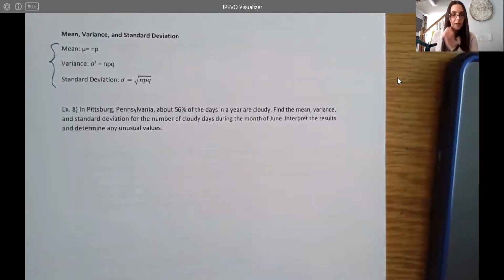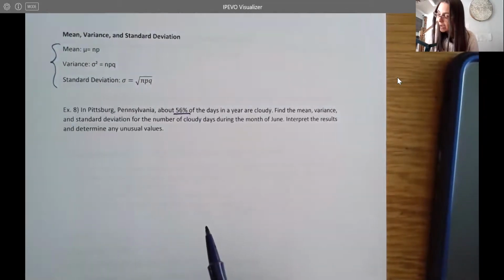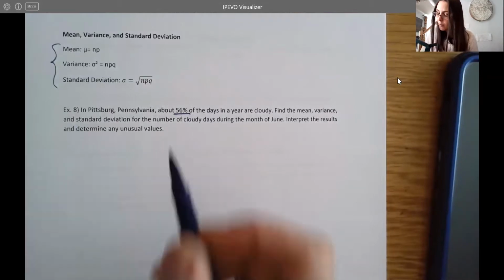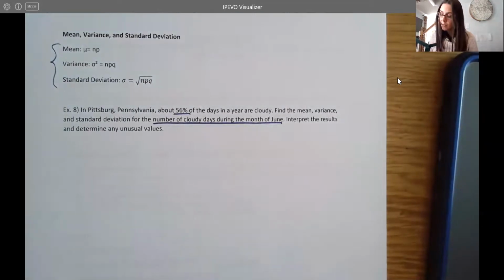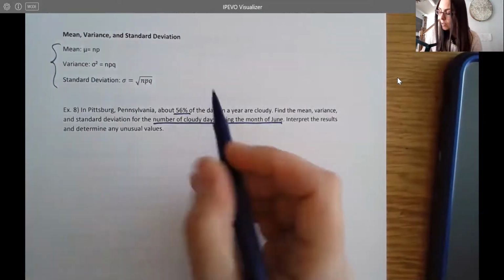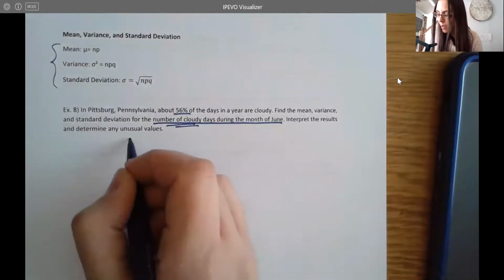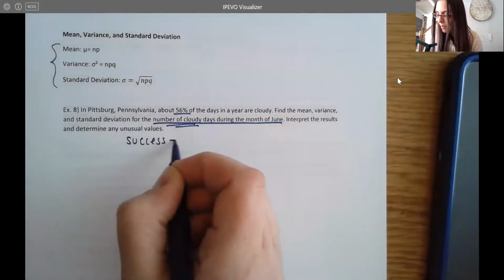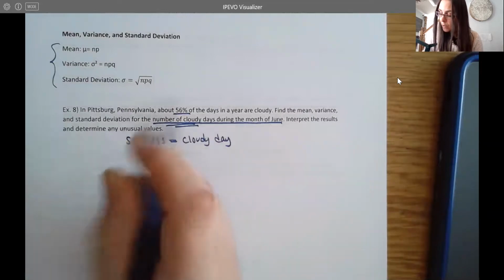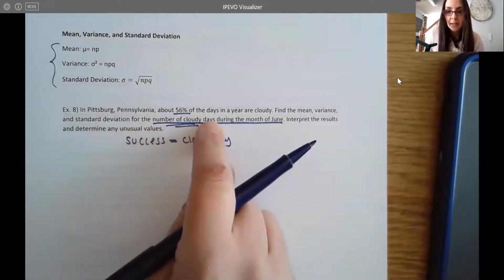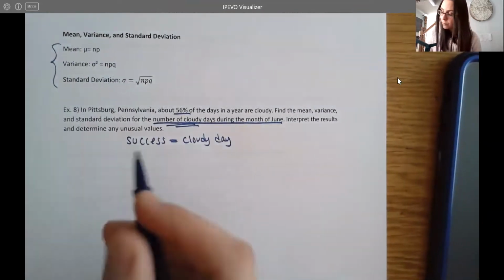So in Pittsburgh, Pennsylvania, about 56% of their days in a year are cloudy. Find the mean, variance, and standard deviation for the number of cloudy days during the month of June, and then interpret the results and determine unusual values. Now notice that we're focusing on the number of cloudy days. So I know it seems weird, but a success here is a cloudy day, right? Because that's what we're focusing on, for the number of cloudy days. So it may seem a little bit unusual to think of it that way, but that's what we have here.